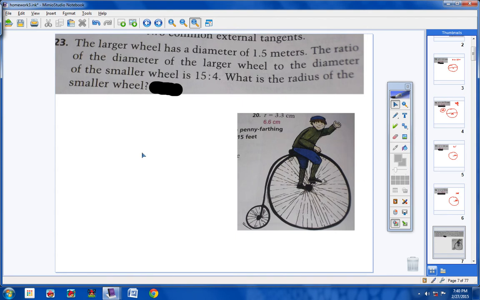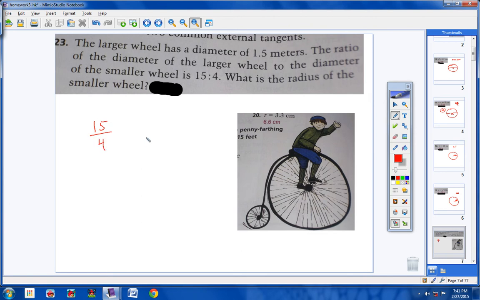The larger wheel has a diameter of 1.5 meters. The ratio of the diameter of the larger wheel to the diameter of the smaller wheel is 15:4. What is the radius of the smaller wheel? Well, guys, from learning proportions and all that stuff earlier, this should not be too difficult at all. The ratio of the larger wheel to the smaller wheel is 15:4. So write that down.